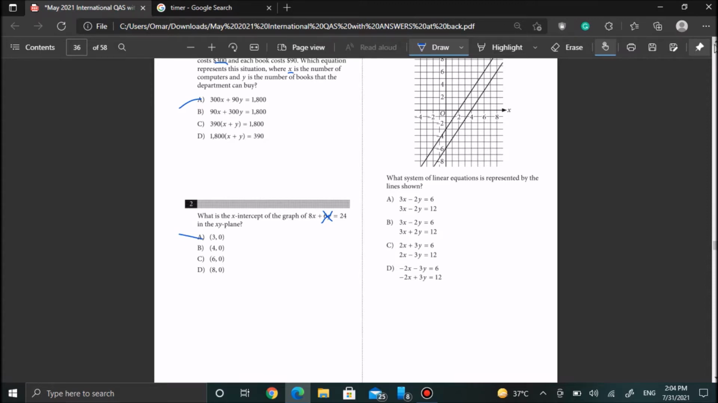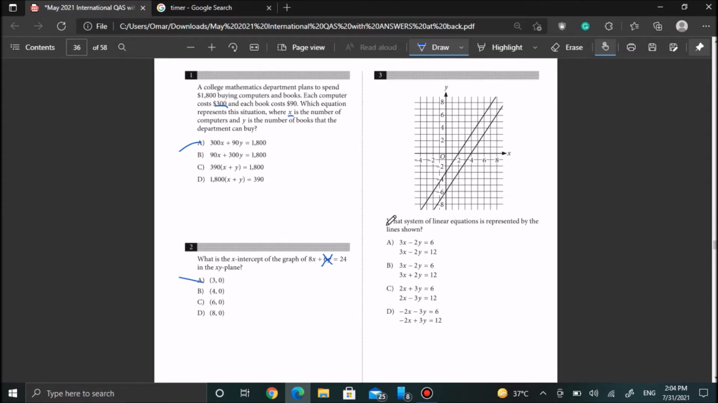I can't scroll. What system of linear equations is represented by the lines shown? Okay, so the first thing you want to take note of is that both of these lines are parallel. So their slopes have to be equal. Choice B contains two equations with different slopes, so it's out. The same goes for C and the same goes for D, so the answer is A.